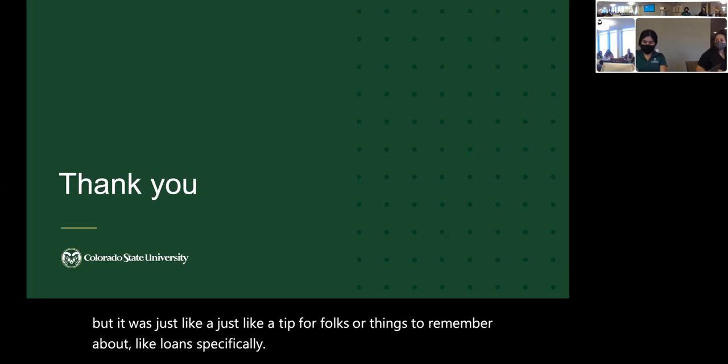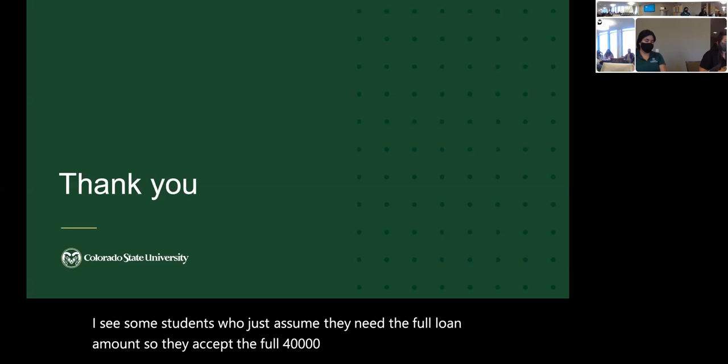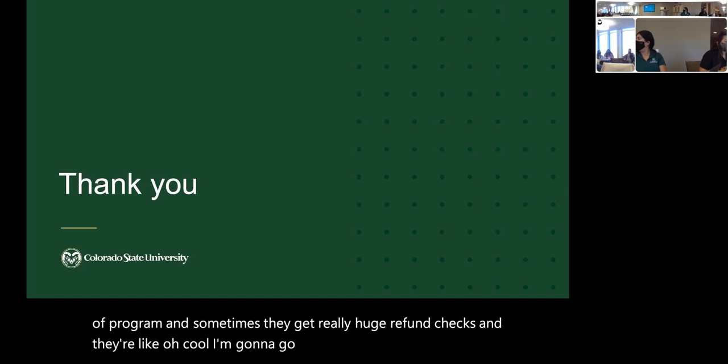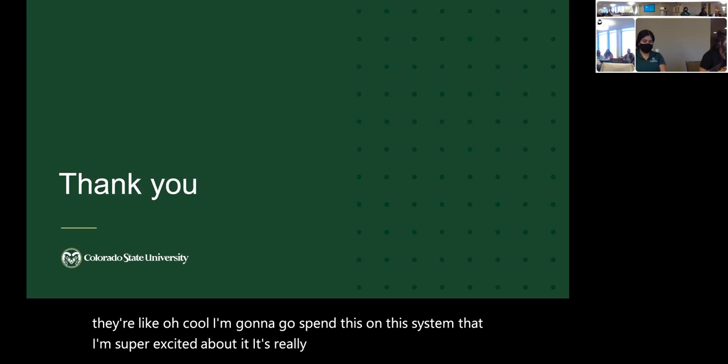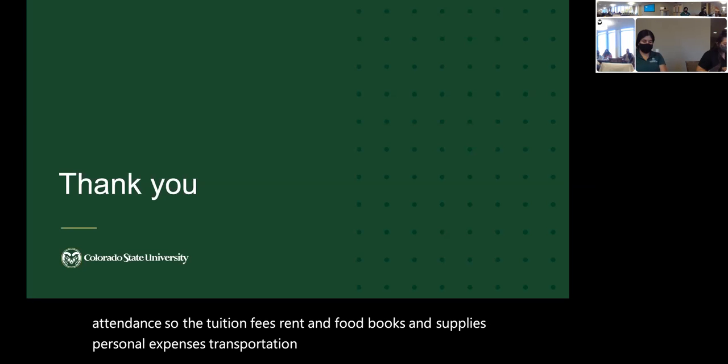I see some students who just assume they need the full loan amount, so they accept the full 40,000 or 50,000 or however much their program is, and sometimes they get really huge refund checks. And they're like, oh, cool, I'm gonna go spend this on this and that, super excited about it. It's really intended for the cost of attendance, so the tuition, fees, rent and food, books and supplies, personal expenses, transportation costs.